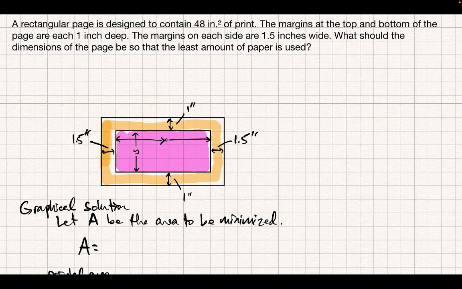Are we at Sydney right now? Sydney, what is the overall formula for the area of a rectangle? Wait, is the purple part 48 inches? And then the orange is the margins? So wouldn't it just be 48 times 2 times 3?